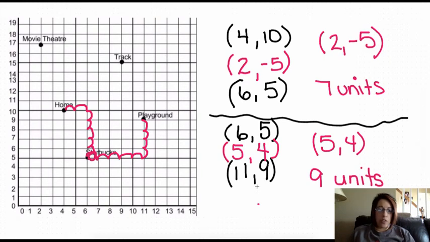So we went from home all the way down to Starbucks and then up to the playground. From home to Starbucks was 7 units, to the playground was 9 units. So to describe our total trip, 7 plus 9 is 16 units.